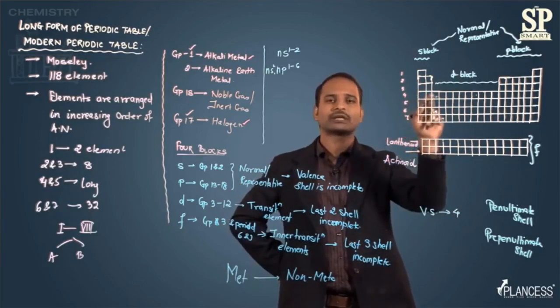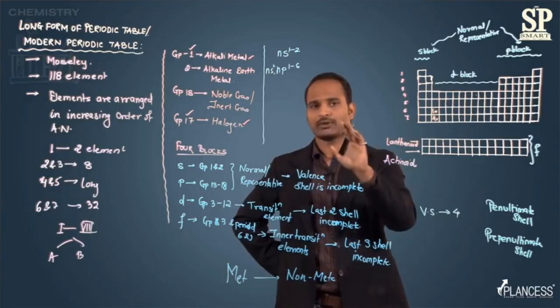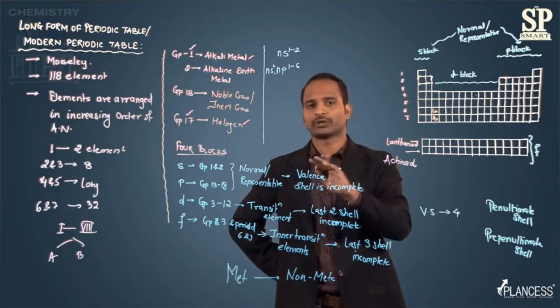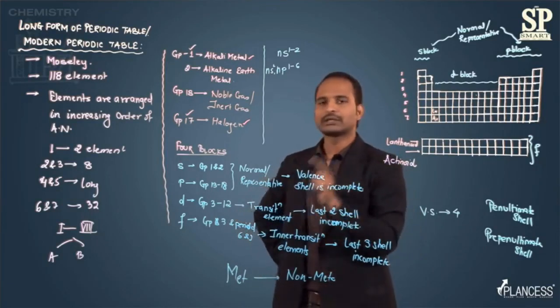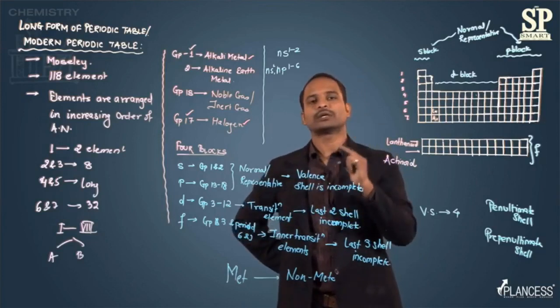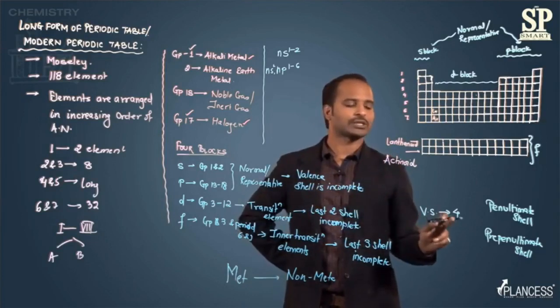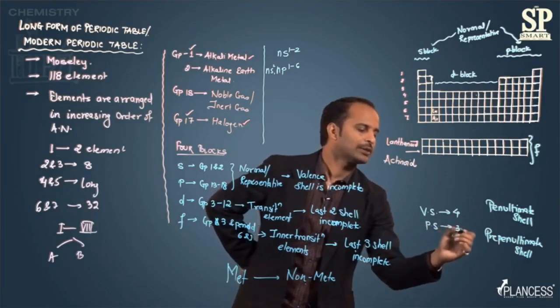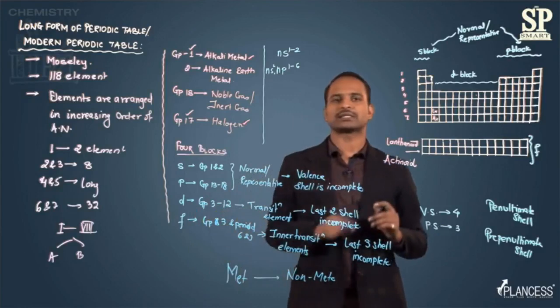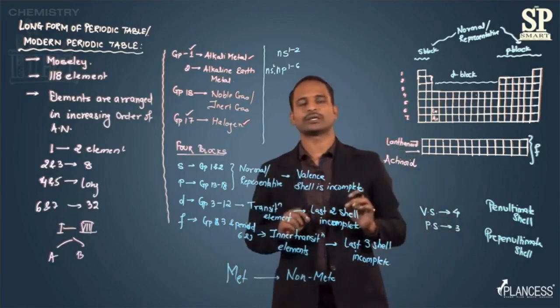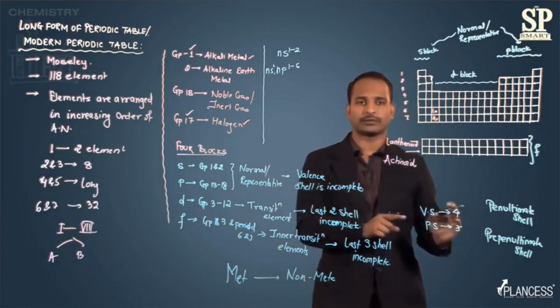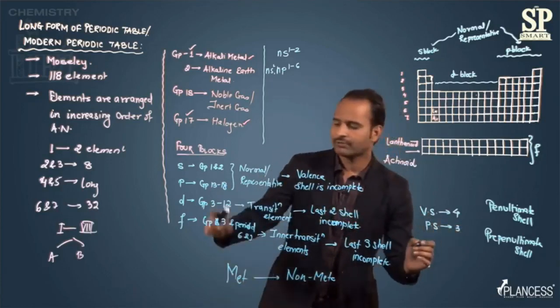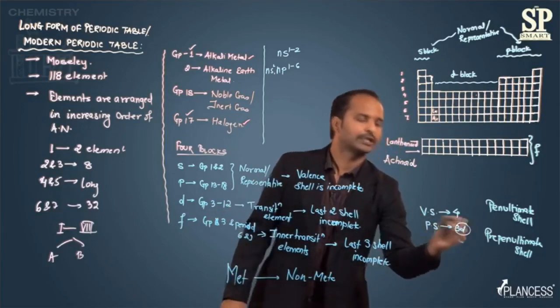But the electron will never enter the D orbital of the 4th shell. Instead, the electron will enter the D orbital of the penultimate shell. So if the 4th shell is the outermost shell, then the penultimate shell will be the 3rd shell. That means a D block element is an element whose last electron enters the D orbital of the penultimate shell. So whenever the electron fills, it will fill in 3d.